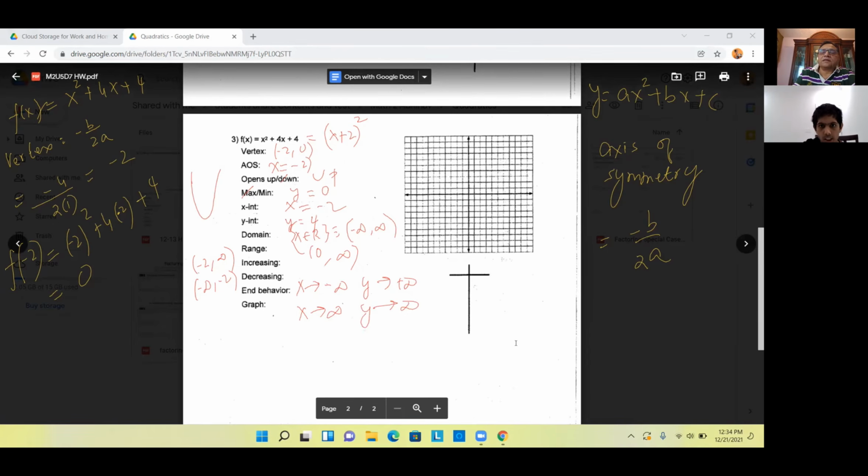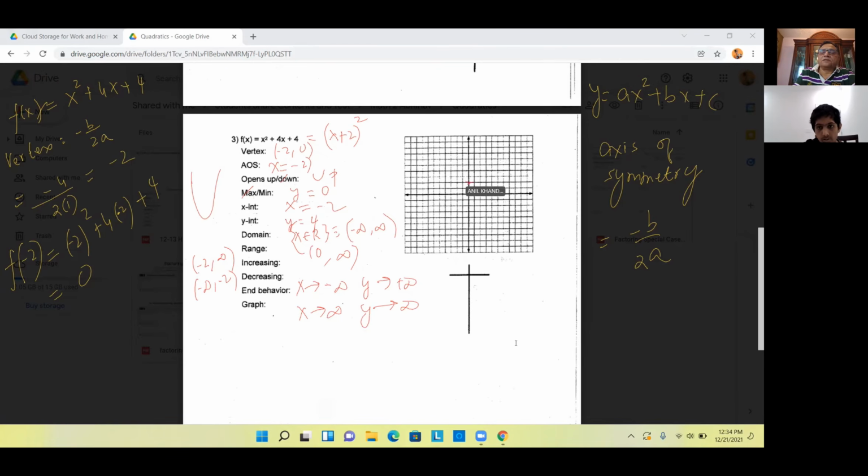So let me write down the scale once again. So we'll have two divisions as one, right? I'm writing two divisions as one. Okay, and there you go.